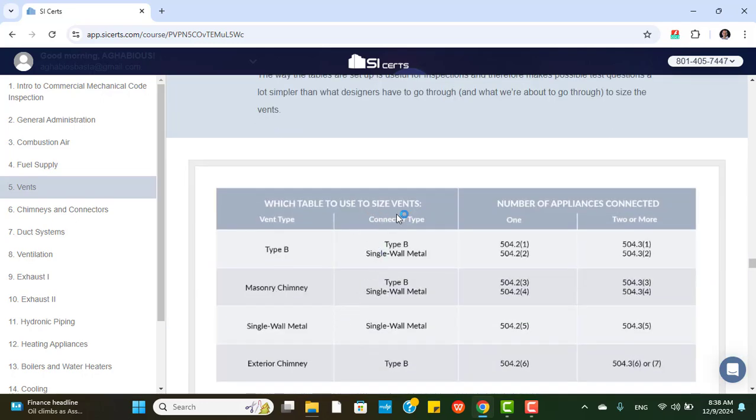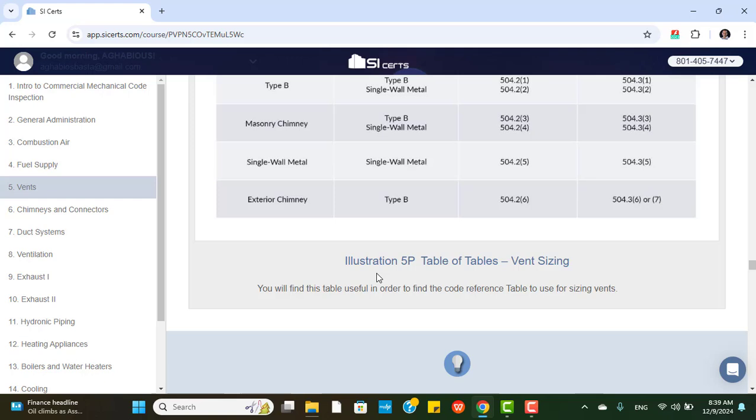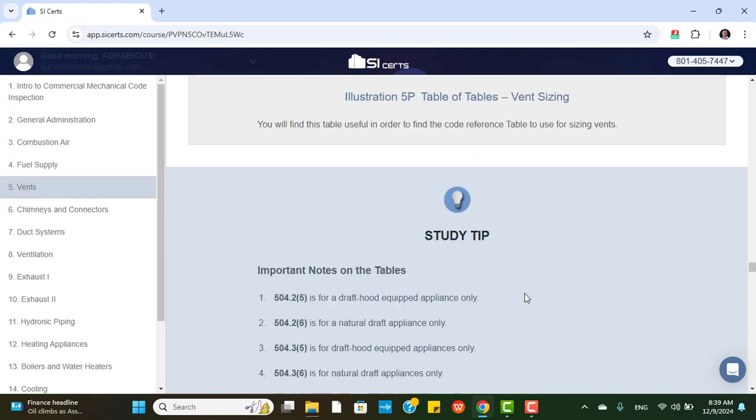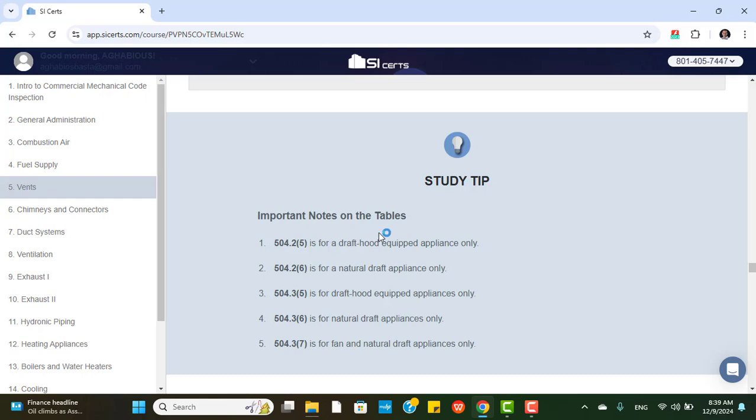Which table is used to size vents? This is the table of tables: this is the vent type, this is the connector type, and this is the number of appliances connected. So we will use this table. Illustration 5b, table of tables, vent sizing. You will find the table useful in order to find the code reference table to use for sizing vents. Study tip: important note on the table.